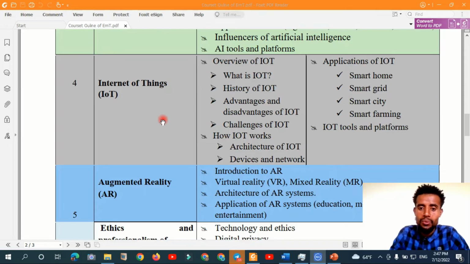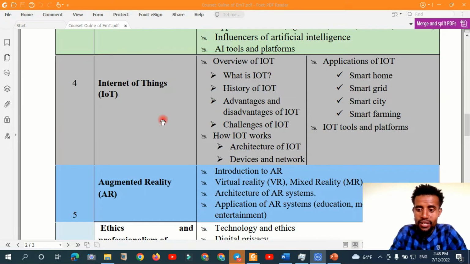And next to that, you will learn also about how Internet of Things works, which means how the interconnection of these smart devices works will be also discussed under this chapter. And we will discuss also the architecture of Internet of Things, and we will see also the devices and the networks of Internet of Things.